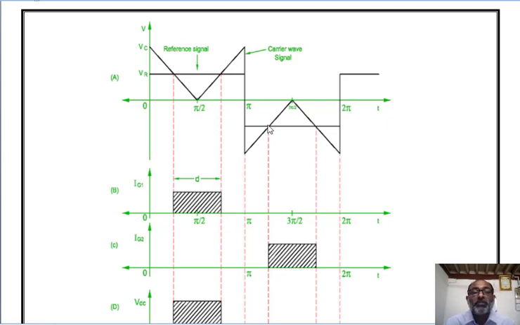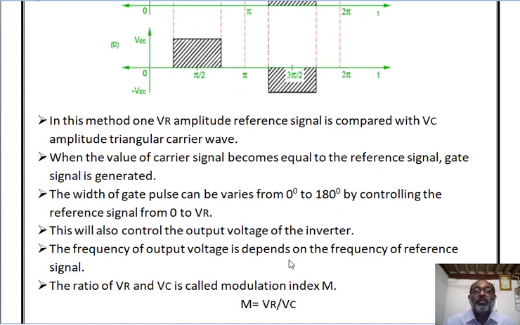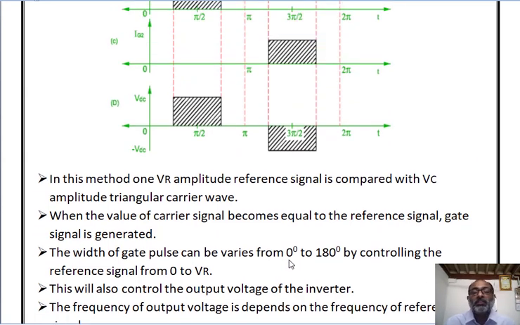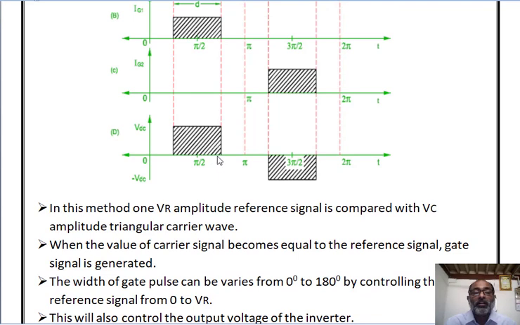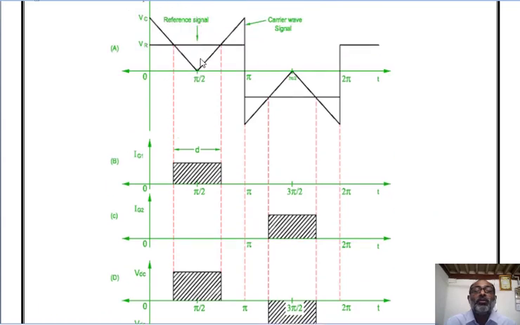Now similarly it is in the negative direction. We will get another gate pulse during the negative half cycle. Now the width of this gate pulse can be varied from 0 to 180 degrees.